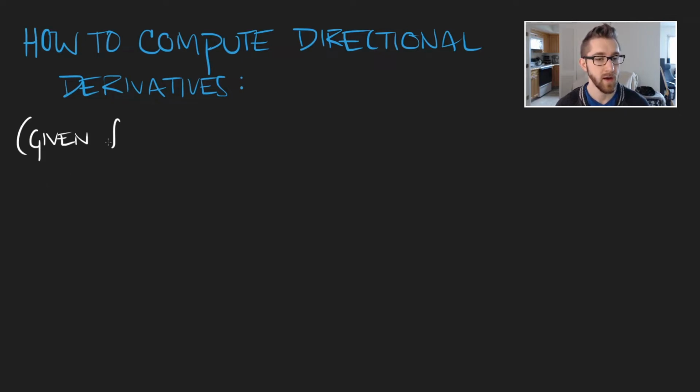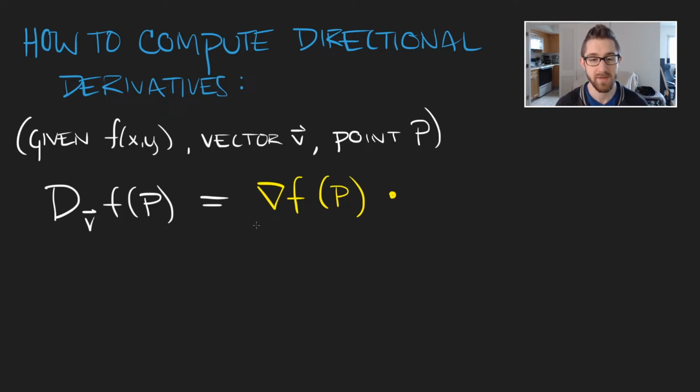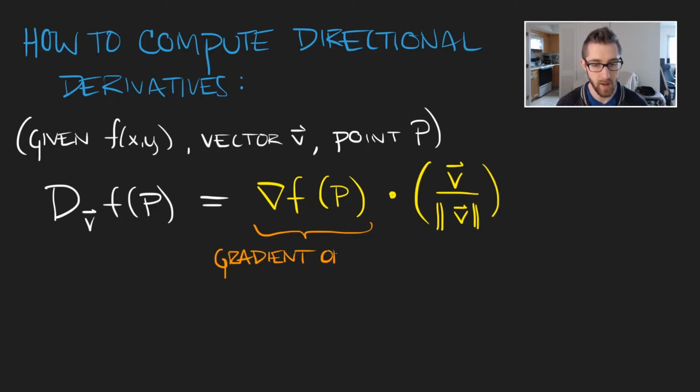Again, if we're given a function, a vector v, and a point p, the directional derivative in the direction of v of f at p, we compute it like this. We'll take the gradient of f and evaluate it at p, and then we'll take the dot product of that vector with the unit vector in the direction of v. Again, this is the gradient of f evaluated at p. Check the previous video if you want a rundown about what the gradient is. And again, this is the unit vector in the direction of v.